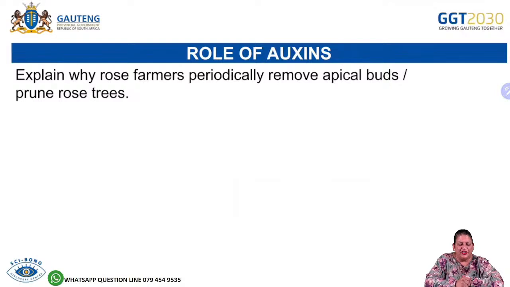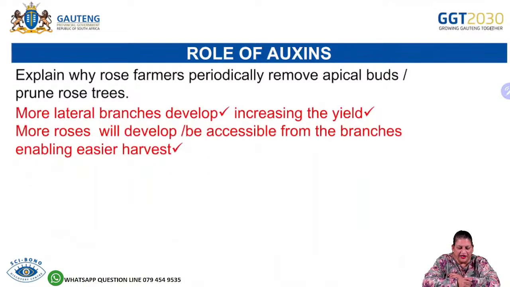And then we're going to say, explain why rose farmers now and again remove the apical buds to prune the rose trees, because they want more side branches for more roses. Removing the apical buds means preventing apical growth and allowing more lateral branches. Lateral branches means we're going to get more roses. More lateral branches increase the yield of roses, and it will be easier to harvest because you can pick the roses from the side branches. If the plant is very, very tall, then you need ladders to go look for roses. If it's on the side branches, it's easy to harvest.